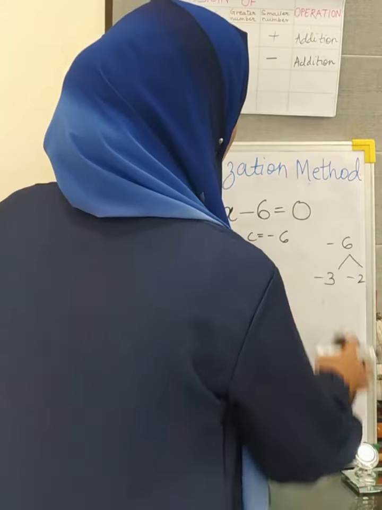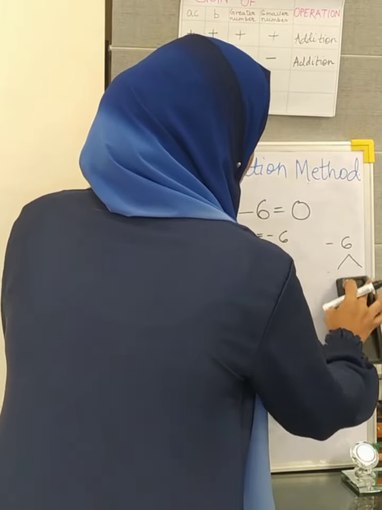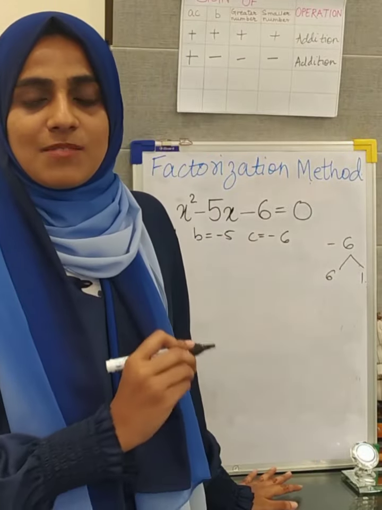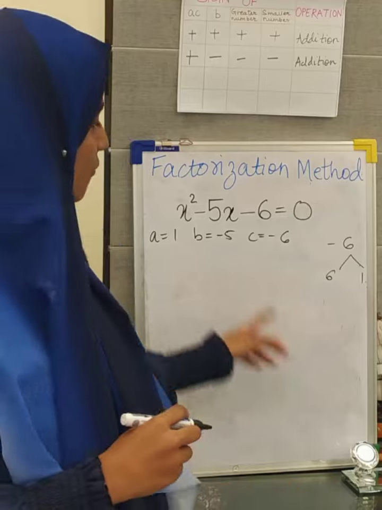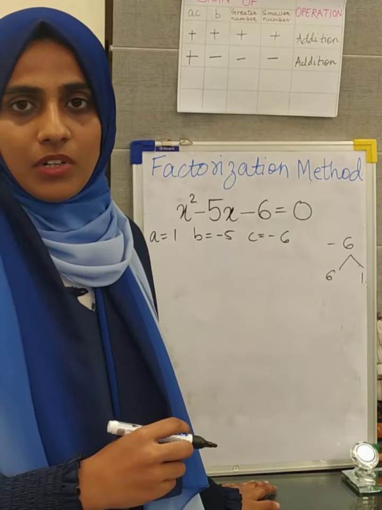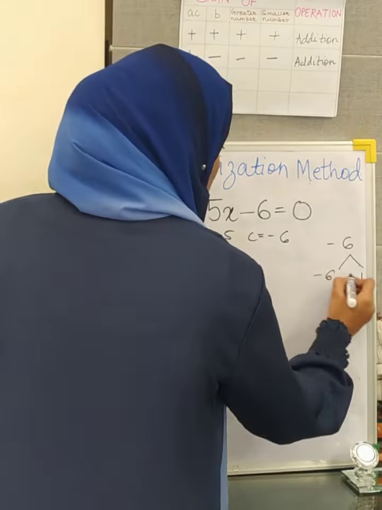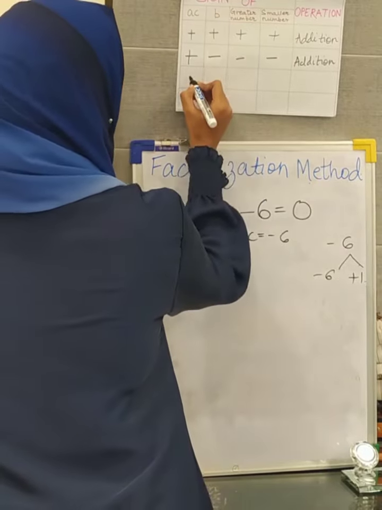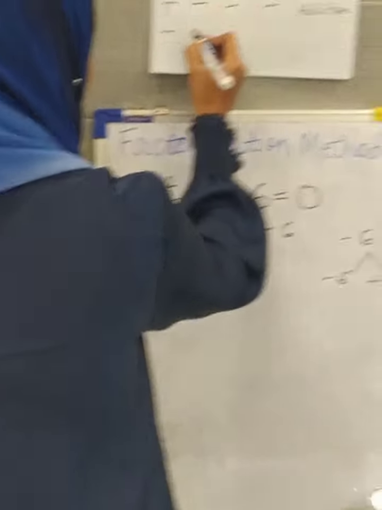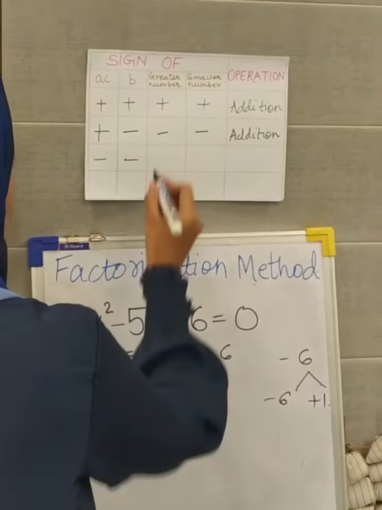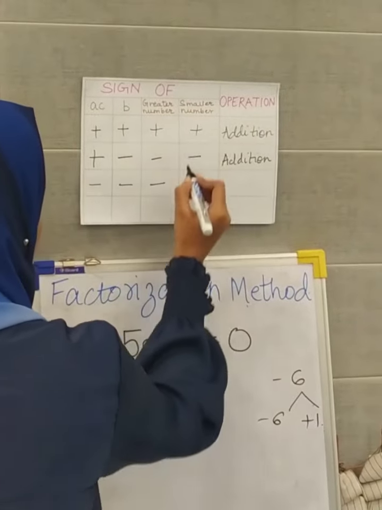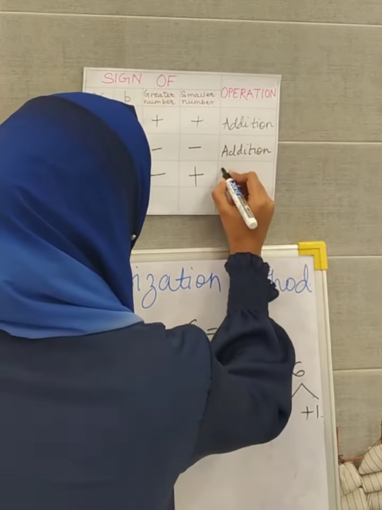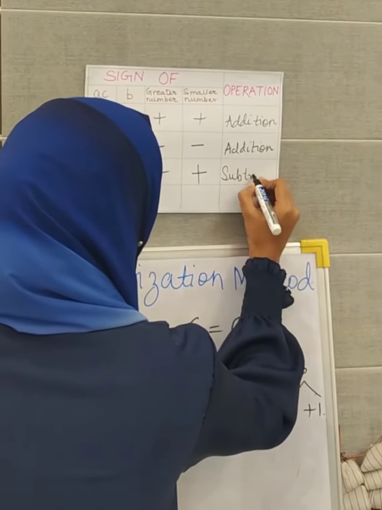So now 6 is also the product of 6 multiplied by 1, and 6 plus 1 is 7 and 6 minus 1 is 5, which is same as our middle term. So the sign here will be minus 6 and plus 1. So if the product, that is AC, is having a negative sign and B is also having the negative sign, the greater number will have a negative sign and the smaller number will have a plus sign, and the operation used here is subtraction.